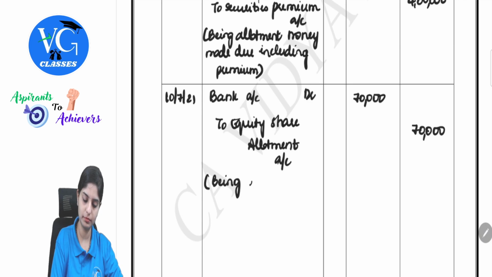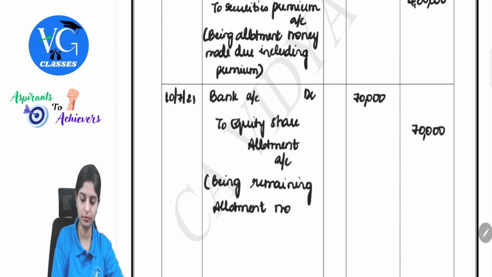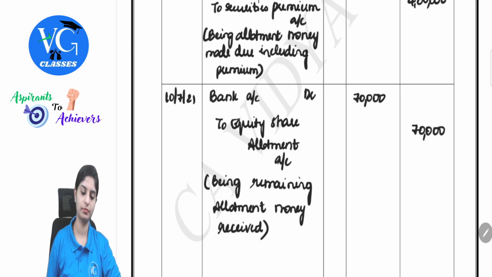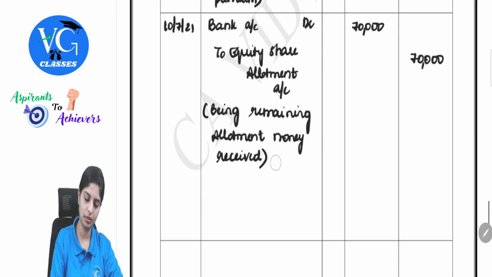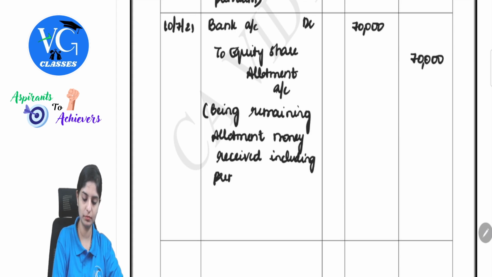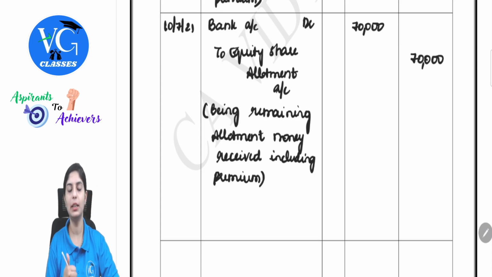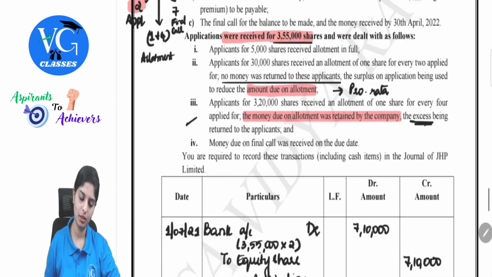Being remaining allotment money received. So this will also be including premium. Clear with this? Next point.